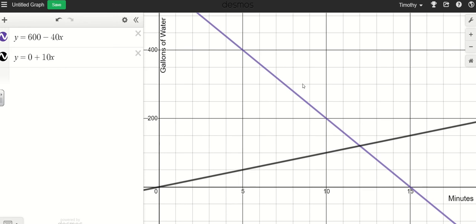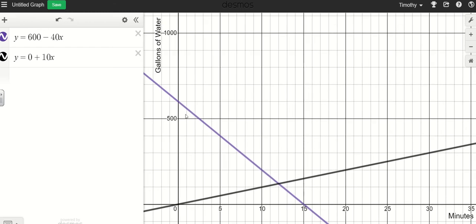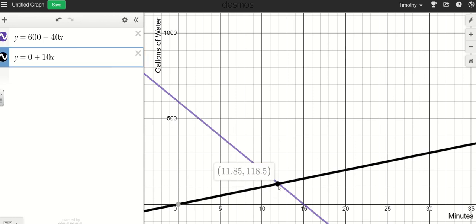So now when we actually look at the graphs of these two equations, I'm going to zoom out a little bit more. We have a purple graph that represents how many gallons in my first tank. And obviously it's decreasing. And the black graph represents how many gallons in the second tank, which is increasing. Now, the nice thing about Desmos is you can just click on their intersection and it gives you the solution to the system, which is 12, 120.